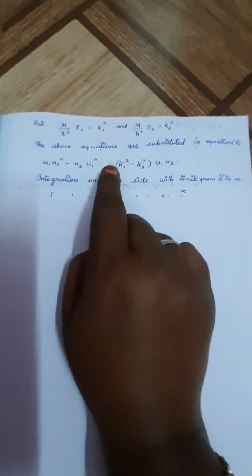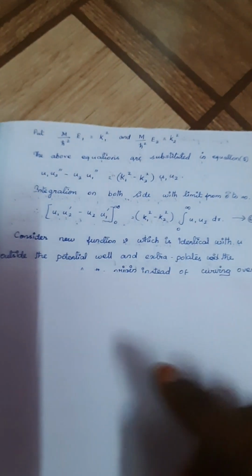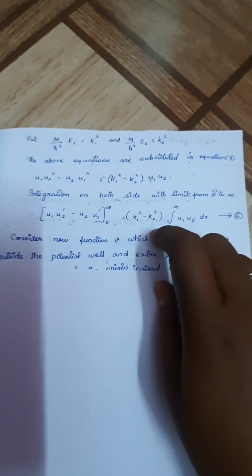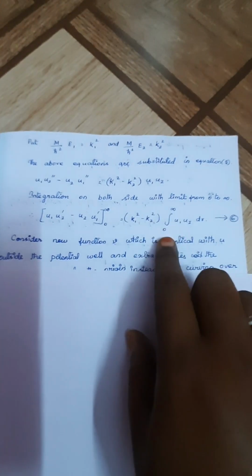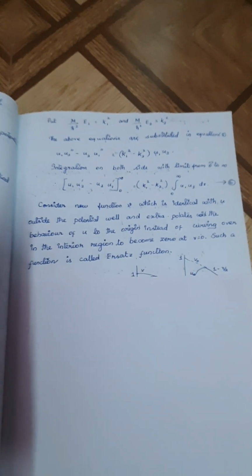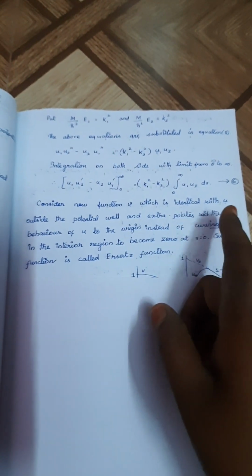Integrating on both sides, u2 double prime is replaced by u2 prime and u1 double prime is replaced by u1 prime, in the limit from 0 to infinity. Here K1 and K2 are both constants, so they are taken outside, giving u1 u2 dr, with the limits substituted. Here we have considered another new wave function for our convenience. It is V, and it is identical with U.